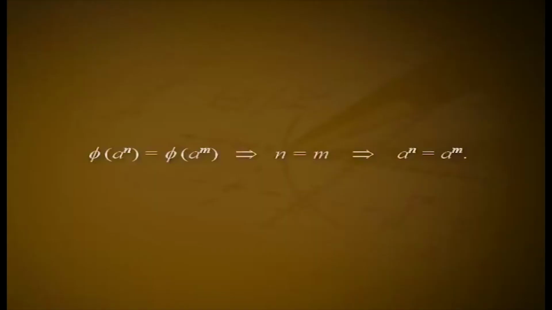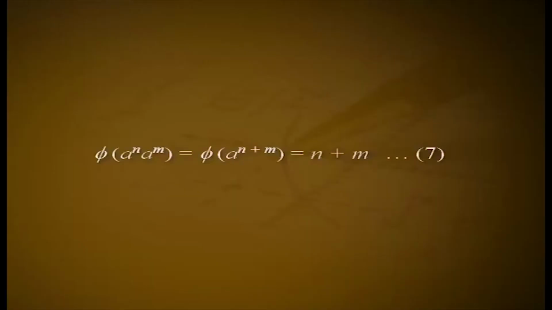for every a raised to n belongs to G. Step 2. Phi of a raised to n is equal to phi of a raised to m implies n is equal to m implies a raised to n is equal to a raised to m. Thus, phi is 1 to 1. Step 3. For any n belongs to Z, the element a raised to n belonging to G is mapped onto n by phi. Thus, phi is onto Z.